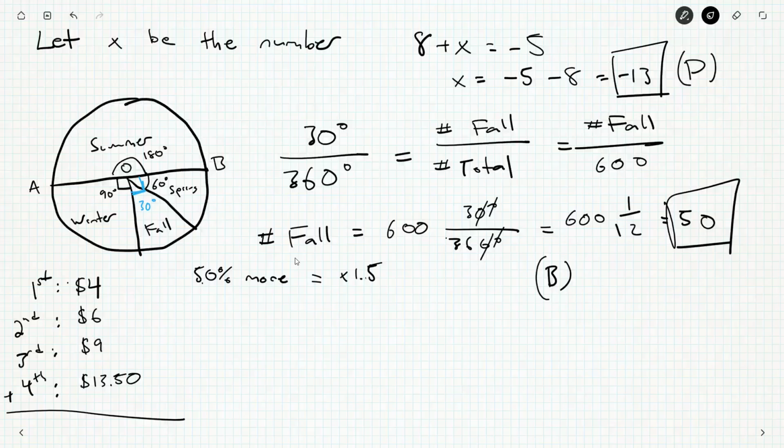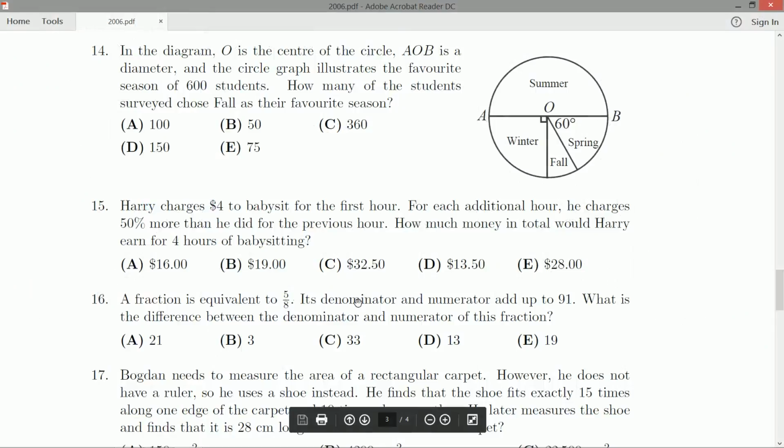But that gets us all the money he charges per each hour. And you'll notice that here D is 13.5. So if you misread it and said how much money would he get on the fourth hour of babysitting, you might bubble in D, and that would not be correct.